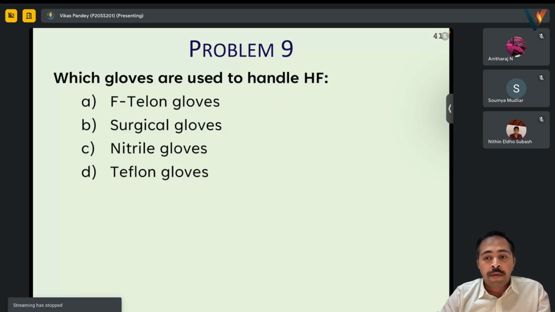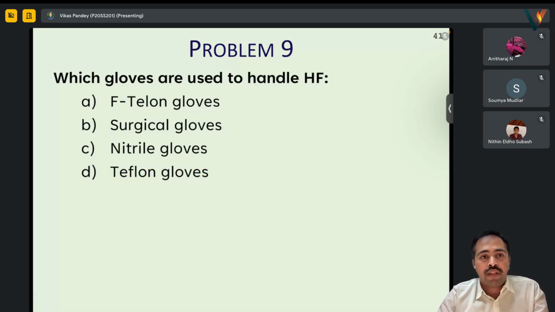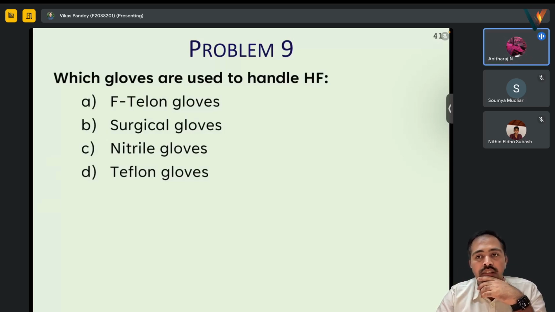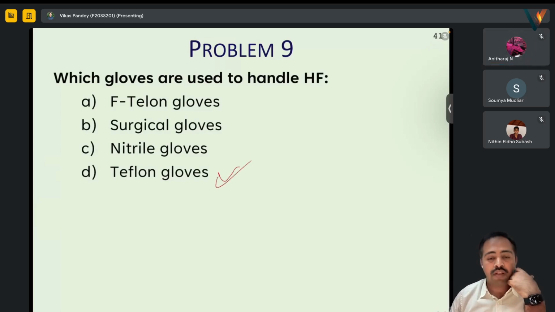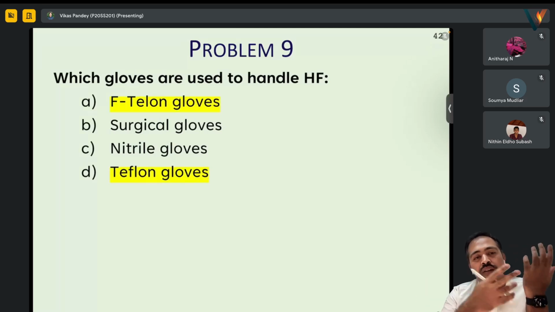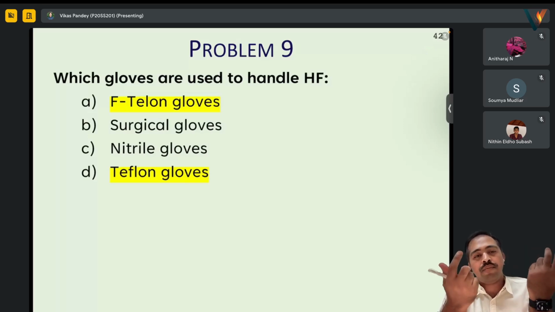Now, which gloves are used to handle HF? F, Teflon gloves. Yes, Anita. D, sir. Teflon gloves. Yes. Teflon gloves are used to handle HF, as well as F Teflon gloves. That is a variation of Teflon gloves. It has some extra materials in it, right?